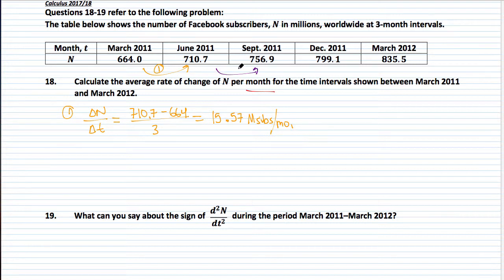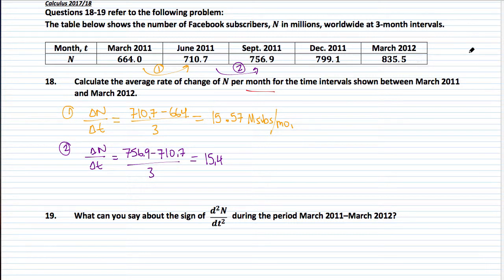So for number 2, my average rate of change will be exactly the same. So it'll be delta n over delta t, and that's going to be 756.9 minus 710.7, because that's the previous value, over 3 months. And my calculator tells me that this average rate of change will be positive 15.4. And I'm going to leave the units off because all of the units will end up being the same.